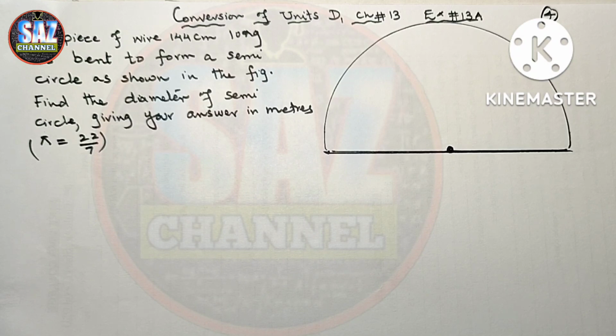This is my fourth lesson of D1, chapter number 13, exercise 13A, that is about the conversion of units. In this class, students will be learning and discussing question number 5. First of all, read and understand question number 5.